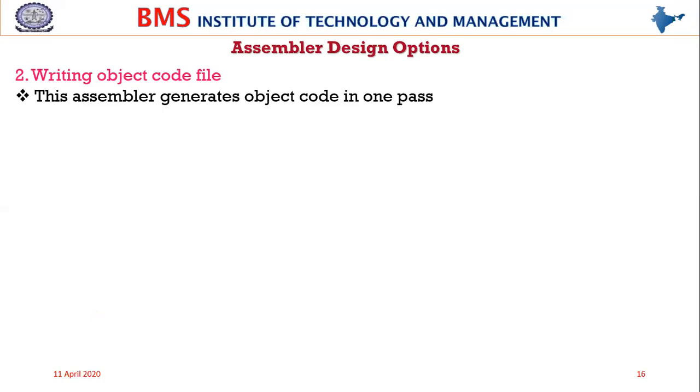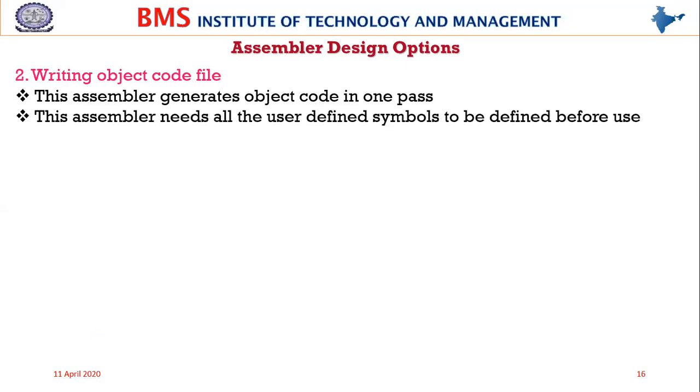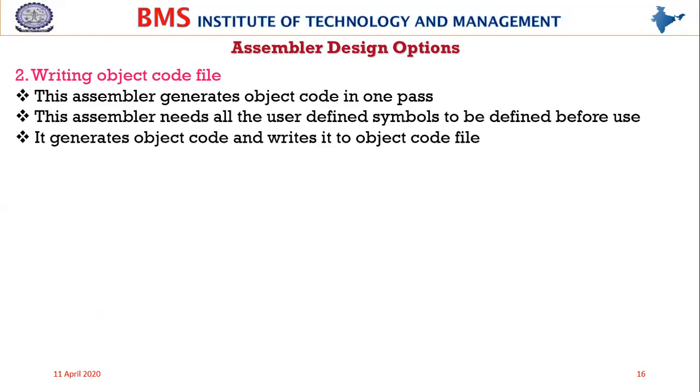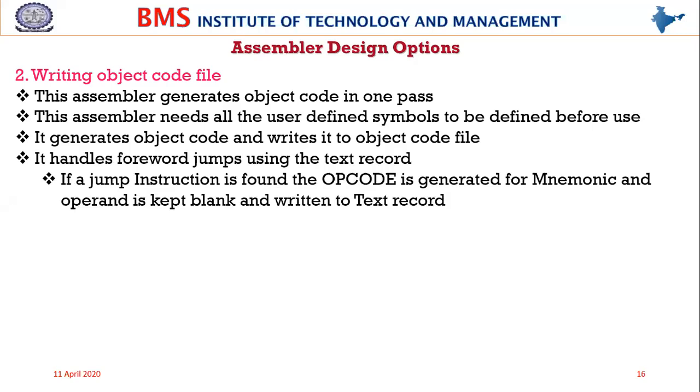But the write object code file is a second variant of the one pass assembler, wherein, similar to our two pass assembler, the object code will be generated in just one pass. Here also all the symbol defining statements should be defined early. Second, it generates the object code and writes it into an object code file. Again, the same problem appears here: how shall we handle the forward references?